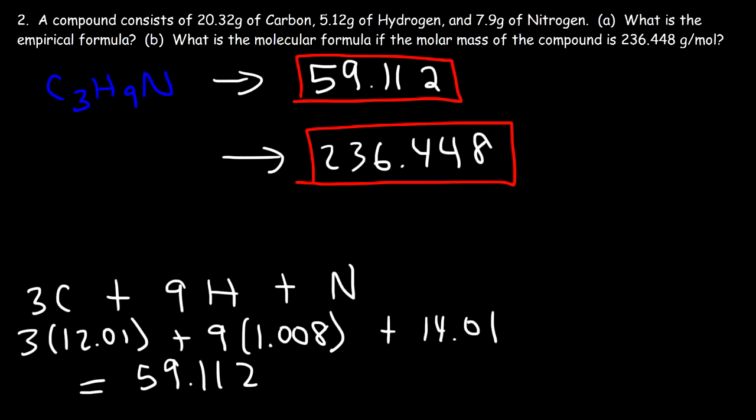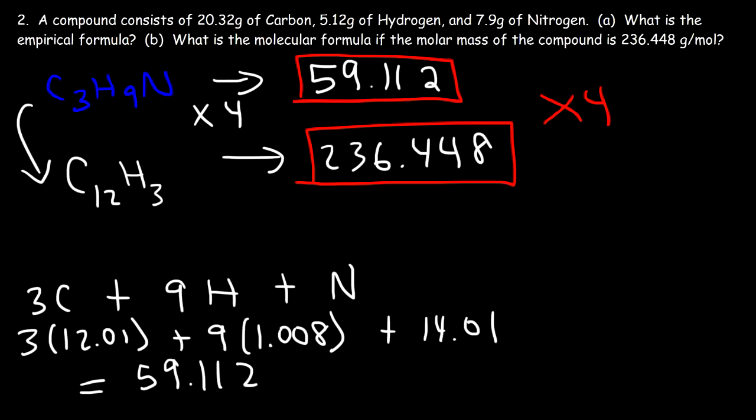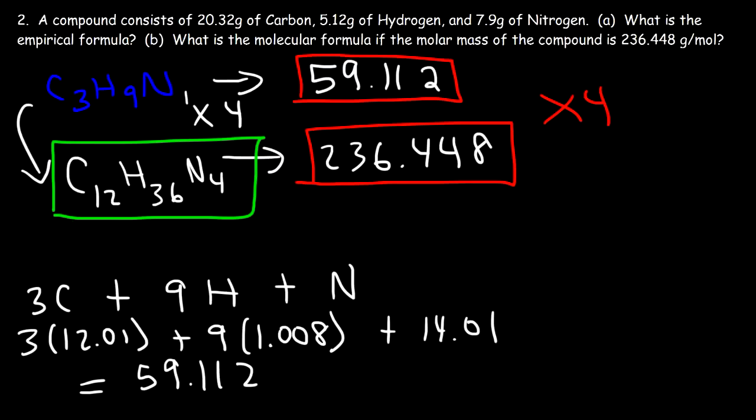236.448 divided by 59.112, that's equal to 4. So therefore, we need to multiply the subscripts of the empirical formula by 4. So 3 times 4 is 12, 9 times 4 is 36, 1 times 4 is 4. So the formula is C12H36N4. So that's the molecular formula. That's the answer for part B to this question.